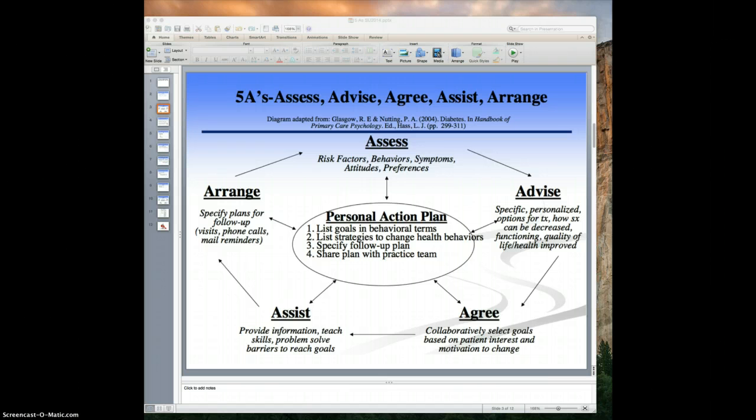So again, at the end of the day, change is not linear. As we integrate the 5A's, patients may go through varying stages of this, may relapse slightly, but again, it's your job to move them through this personal action plan.